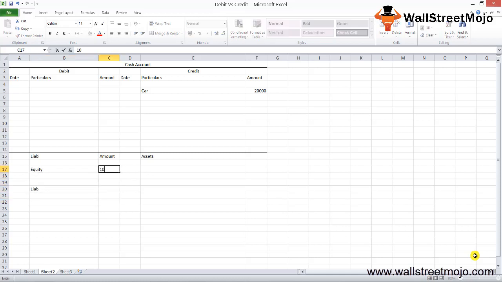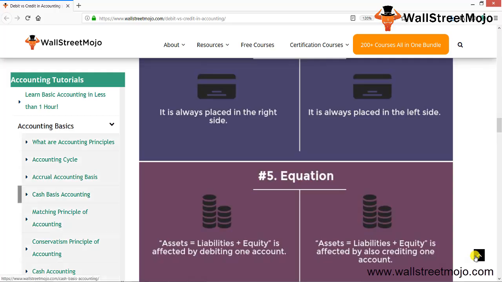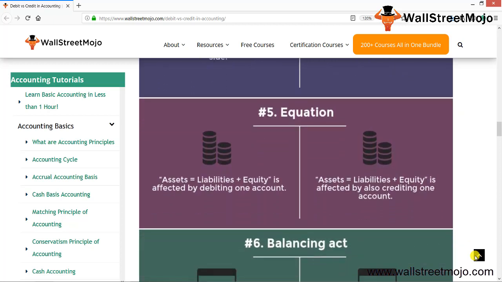So let's say your equity is 1000 and your liability is also standing at 1000. So the total over here has to be the same. This is 1000 plus 1000, which is equal to 2000. So your total assets also have to be equal to 2000, right? This is what they're saying. Assets equal to liabilities plus equity is affected by debiting one account, and it is also affected by crediting one account.